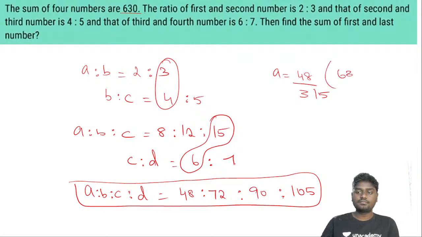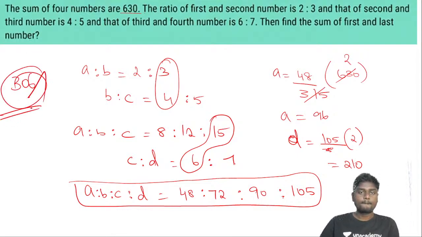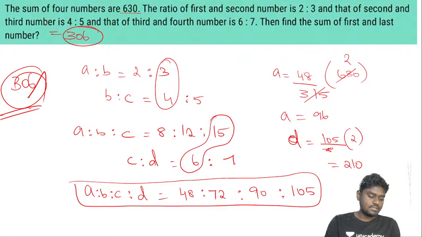The amount which is being shared, 630, goes exactly twice in this, and you get 96. And for the last number D, we have the ratio of D 105 divided by 3, 105 into 2, you get ultimately 210. So if you find the sum of 210 plus 96, the answer is exactly 306.